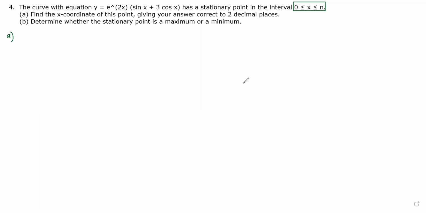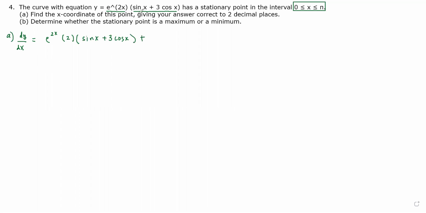Stationary points occur when the derivative is 0, so we need to find dy/dx first. For the equation given to us, we have e to the 2x multiplied by sine x plus 3 cosine x. We need to apply the product rule in this case. We have the product of two terms here. Applying the product rule, we differentiate the first term, e to the 2x. That gives us e to the 2x times 2, since you need to differentiate 2x with respect to x. And we hold sine x plus 3 cos x.